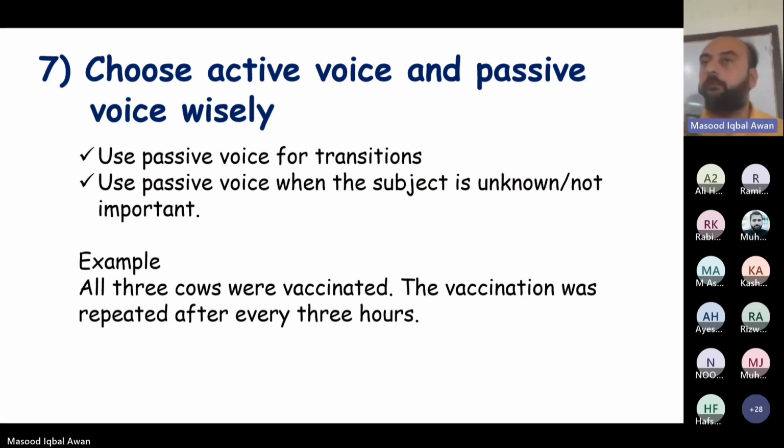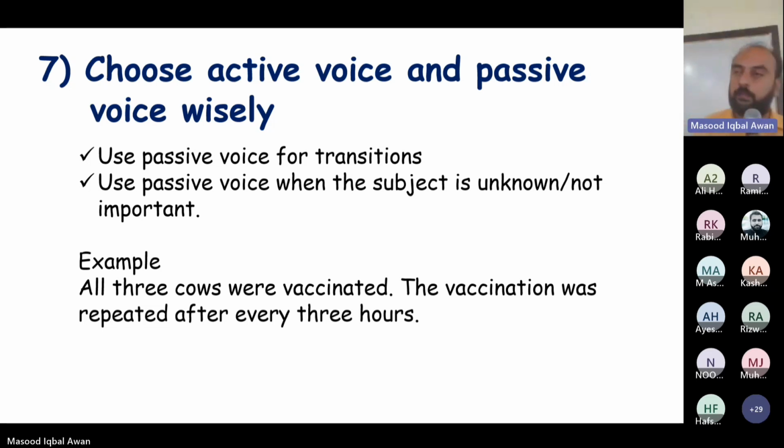But this doesn't mean that we cannot use passive voice. We can also use passive voice in certain situations. We can use passive voice for suitable transitions or where the subject is unknown or unimportant. For example, all 3 cows were vaccinated. The vaccination was repeated after every 3 hours. So here the vaccinator is not important, and the passive makes it easier to understand.